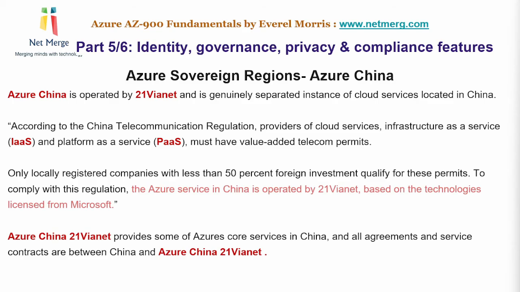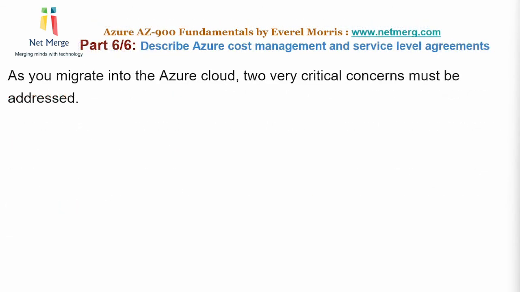Now, Azure 21Vianet provides some Azure core services in China, and all the agreements and service contracts are between China and Azure China 21Vianet. So they're not directly with Azure, they're through 21Vianet. Please understand that as it relates to China. Now, as you migrate into the cloud, there are two critical things that we must address.